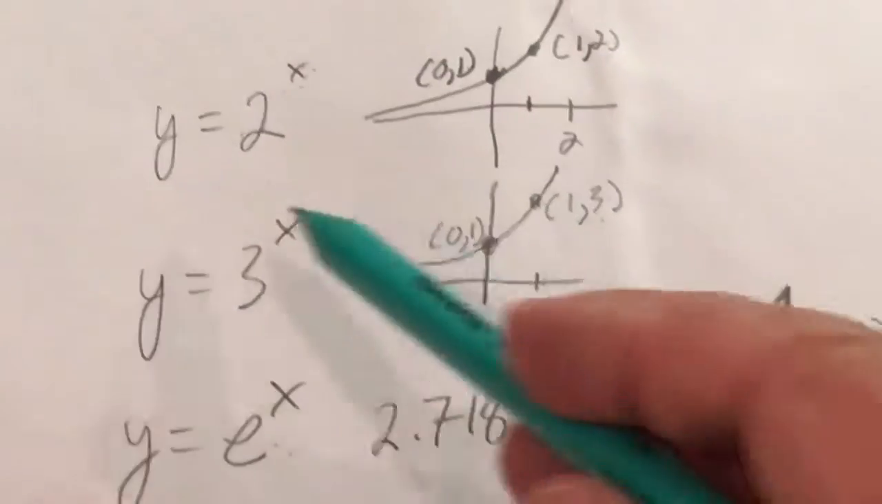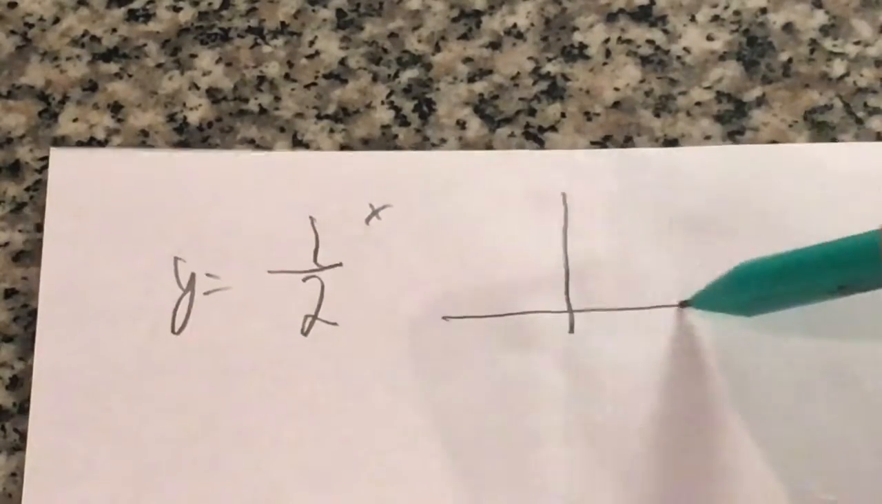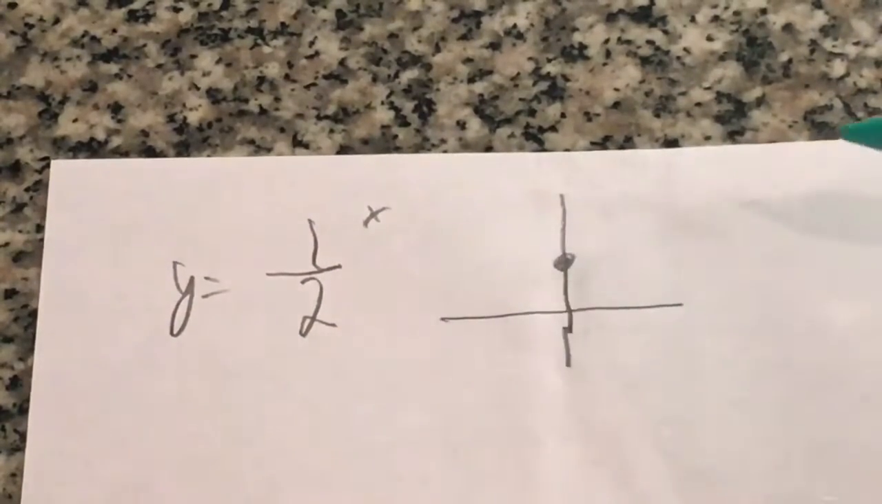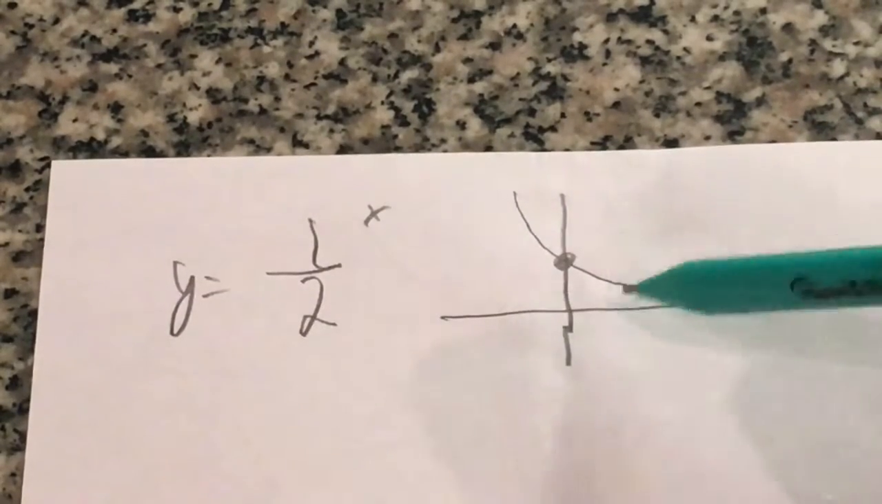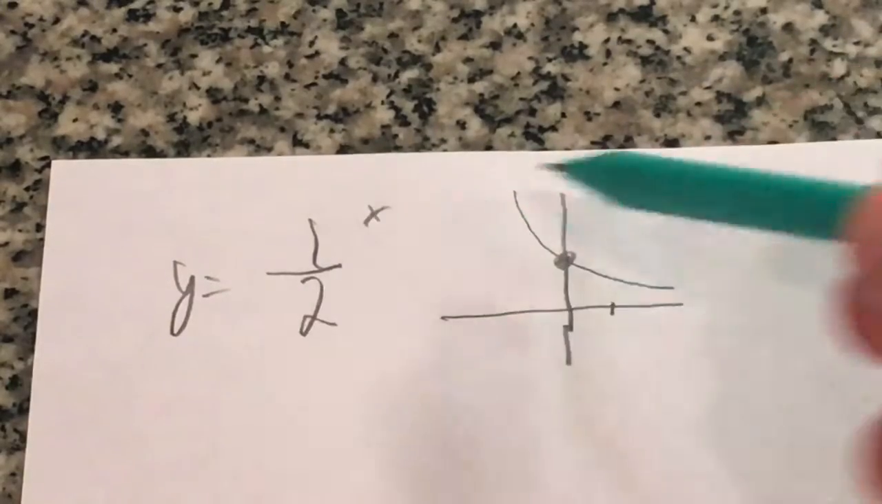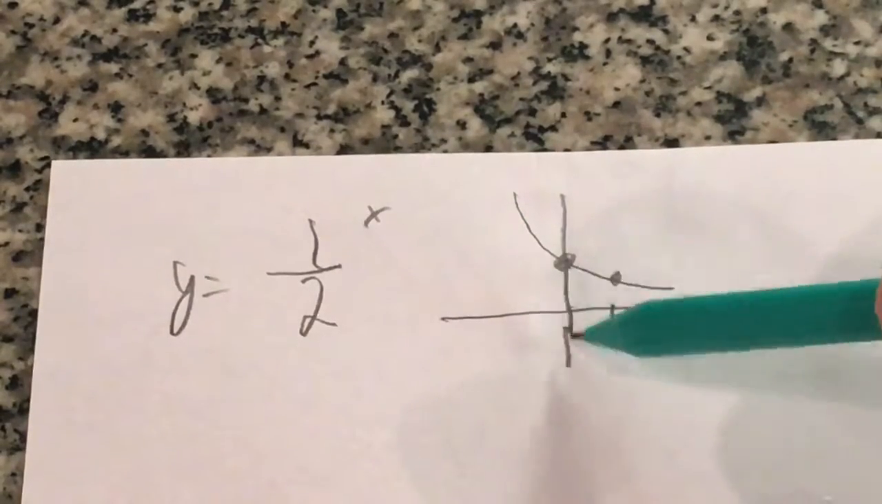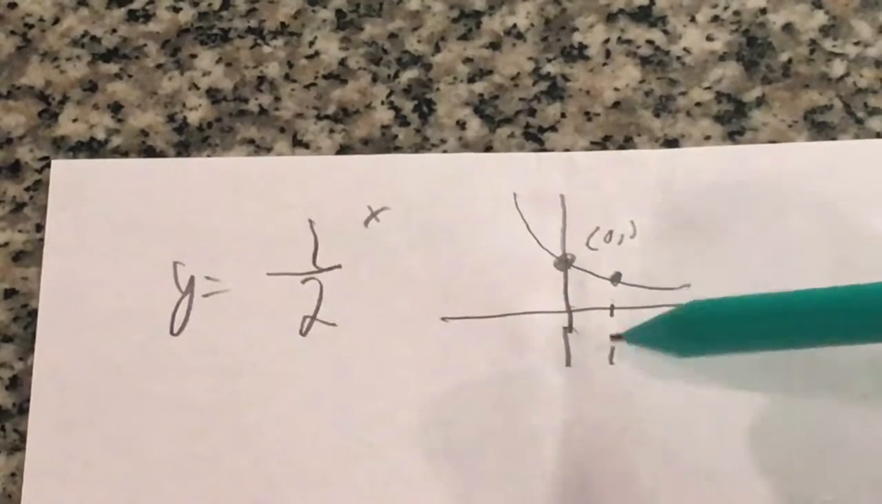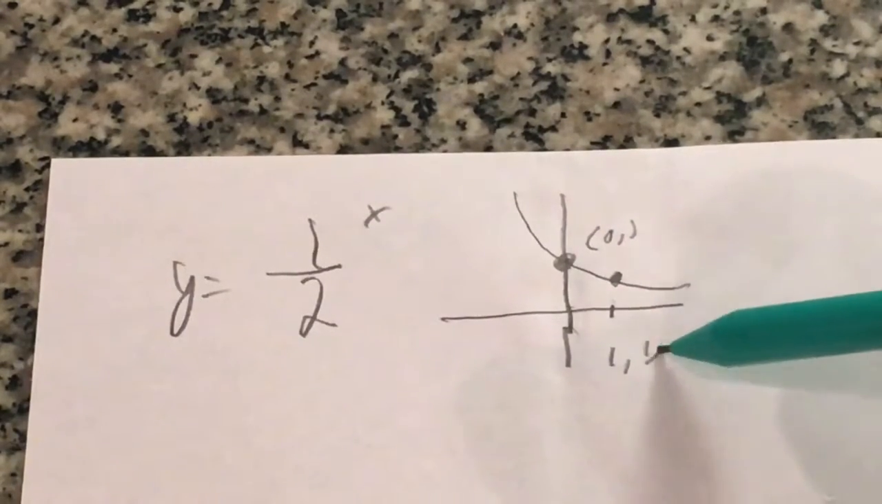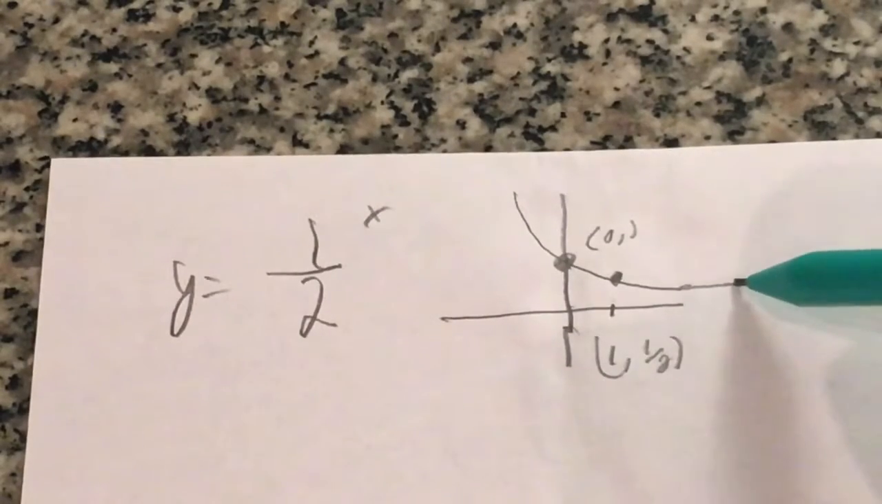Now, instead of it being a whole number in there, if I had a fraction, so if I had y equals 1/2 to the x, that's the same base idea as y equals 2 to the x, but instead of growing, because it's a half, it decays. Let's take a look at that. 1/2 to the first is 1/2. 1/2 to the 0 is 1. So it goes through (0, 1) and (1, 1/2). So it shrinks as it goes further to the right.